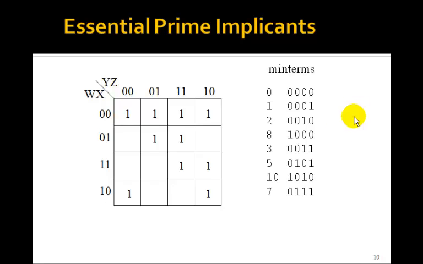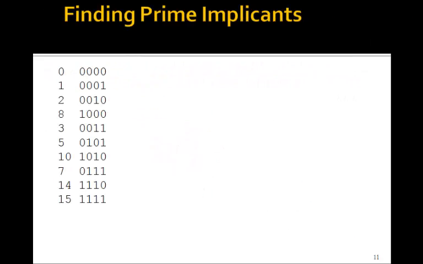Okay, how about ones with three? We can start with 7, 0, 1, 1, 1. And what else do we have? We have 14, 1, 1, 1, 0 here. And then finally we have 15, which is 1, 1, 1, 1. So here are all the min terms: 0, 1, 2, 8, 3, 5, 10, 7, 14, and 15. So now we just apply our Quine-McCluskey method.